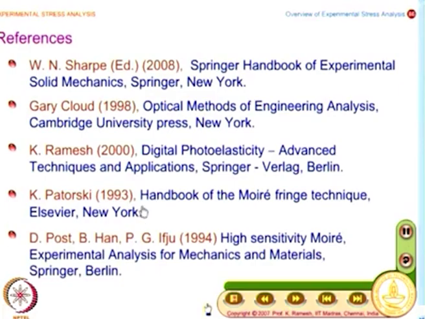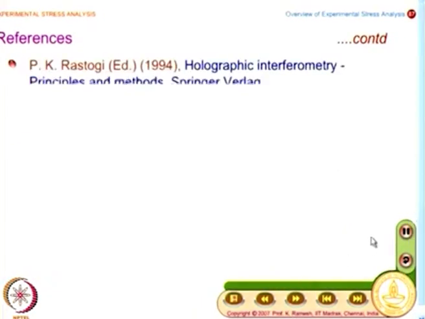So, I have a handbook on Moiré published in 1993, and in 1994 high sensitivity Moiré, and here the focus is more on applying this Moiré technique to thermal stress gradient problems. You have electronic packaging, where they have applied it. Some of these also come in this handbook, but there is also a separate chapter that was written in the book on experimental analysis for mechanics and materials. Nevertheless, in this course we have had a look at basic physics, and that is the best that you could do in a course like this.